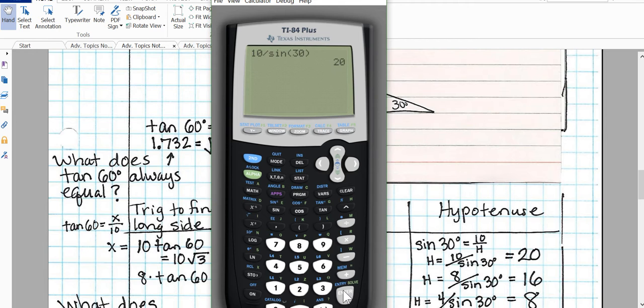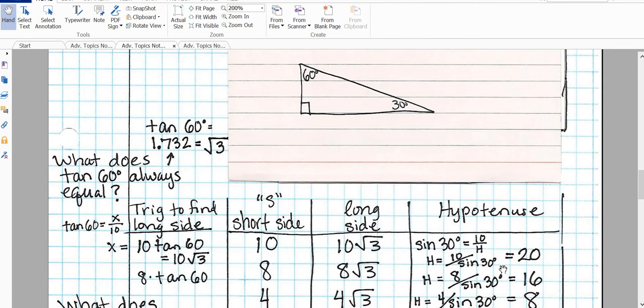figured out what tangent of 60 degrees equals all the time, rad 3. So what about sine of 30? Is it something special? We're dealing with special triangles, so I bet it's pretty special. Let's check it out. Sine of 30 degrees is always equal to 1/2. There it is, 0.5. So that's important. Let's add that to our notes, okay?